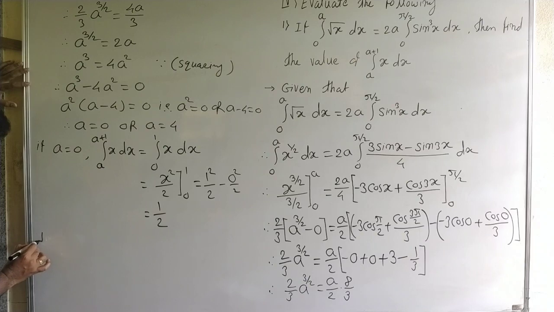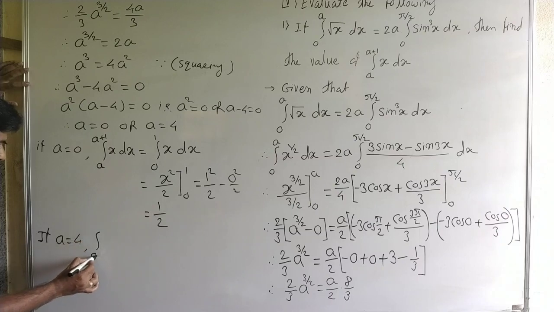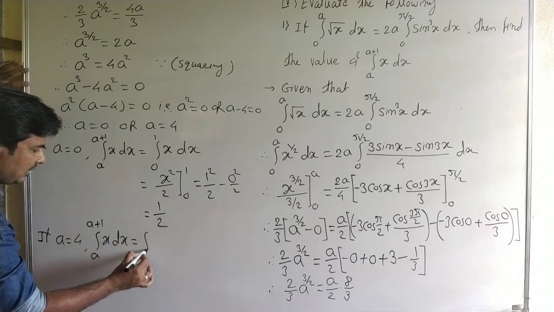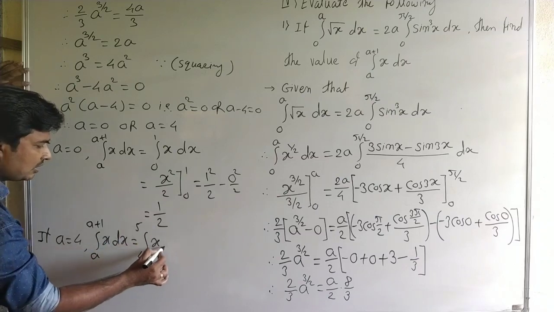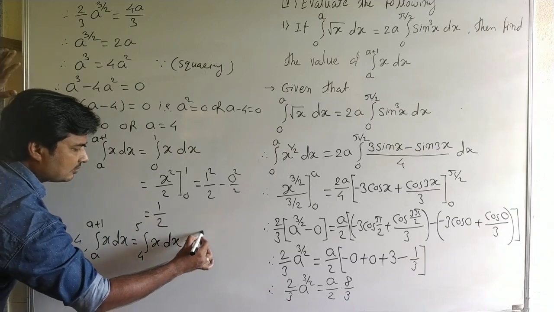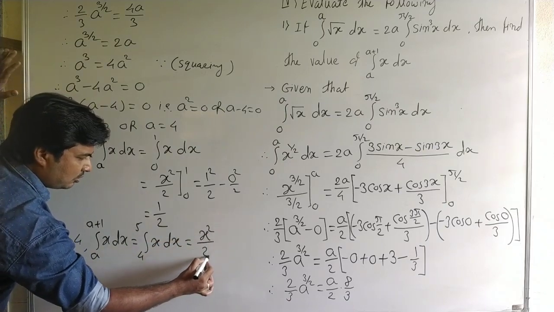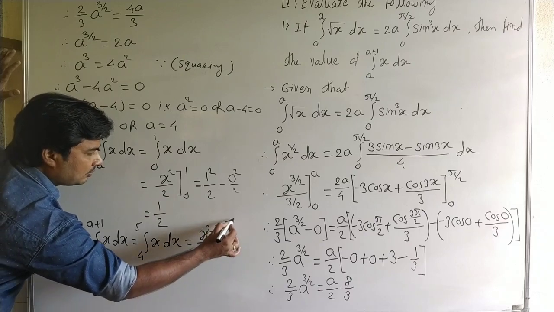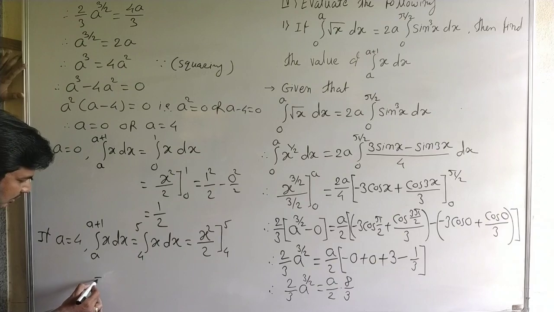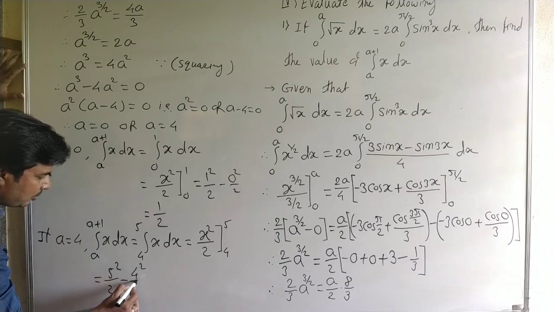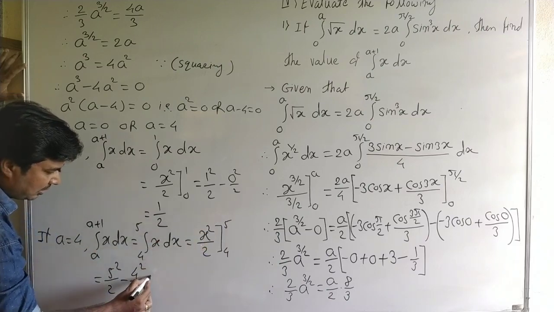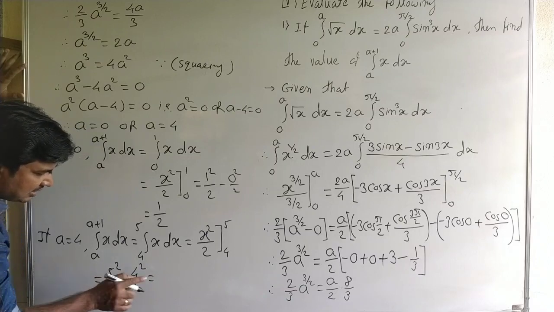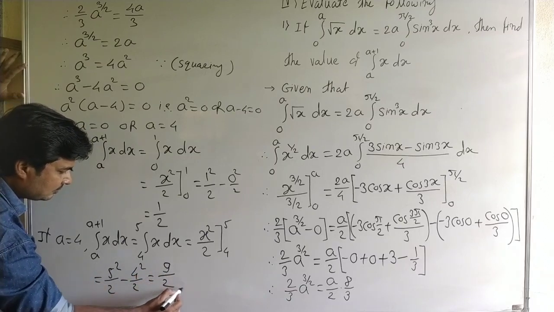Now if a is equal to 4, integral a to a plus 1 x dx is equal to integral 4 to 5 x dx, and the integral is x square by 2 from 4 to 5. Now upper limit minus lower limit, so see carefully, it is 5 square upon 2 minus 4 square upon 2. Then it is 25 minus 16, that means 9 by 2. You can directly write it is 9 by 2.